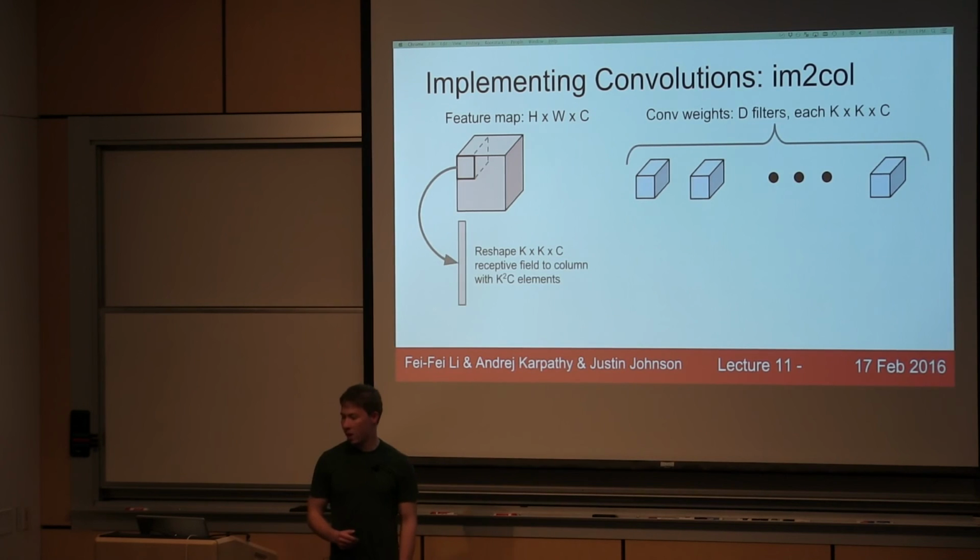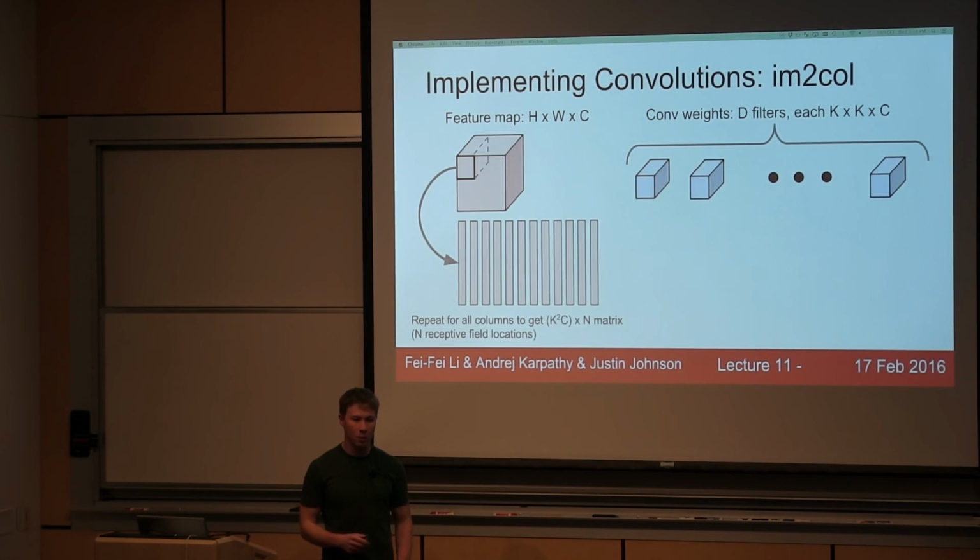So the idea is that we're going to take the first receptive field of the image, which is going to be this K by K by C region in the input volume, and we're going to reshape it into this column of K squared by C elements. And then we're going to repeat this for every possible receptive field in the image. So we're going to take this little guy and we're going to shift him over all possible regions in the image. And here I'm just saying that there's going to be maybe N different receptive field locations. So now we've taken our image and we've reshaped it into this giant matrix of N by K squared by C. Anyone see what a potential problem with this might be?